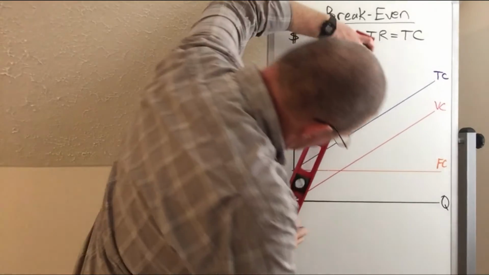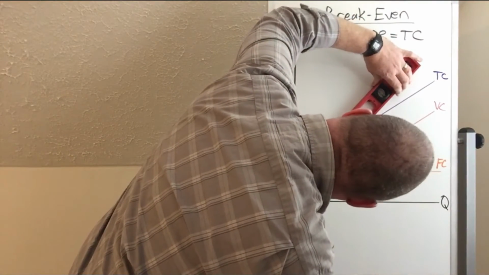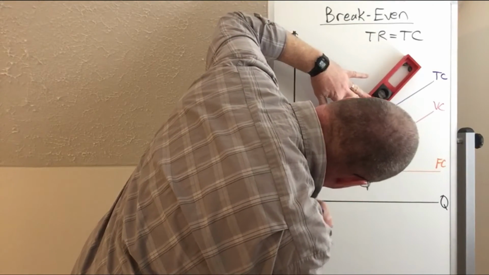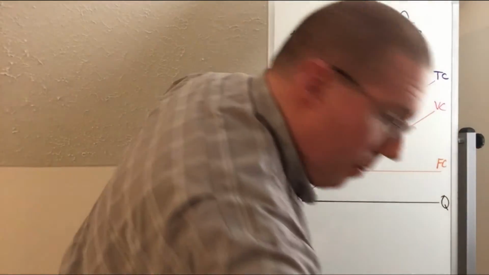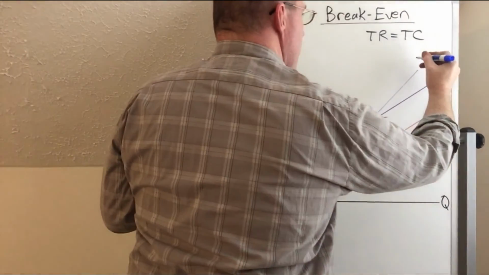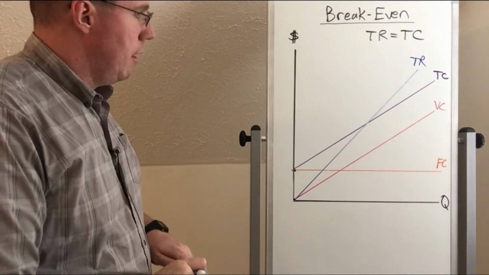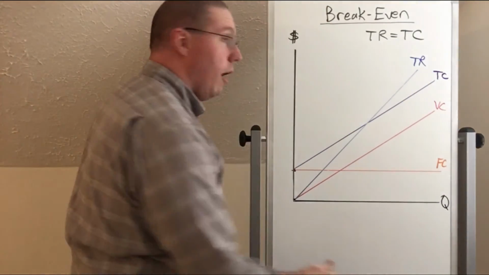And so there's variable cost. Maybe we'll do it right about there so that it's above variable cost. So I'm going to draw that line right there, and that blue line is going to represent total revenue. And now we are ready to understand the break-even point of a firm.